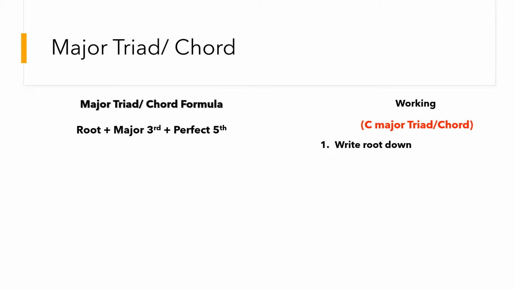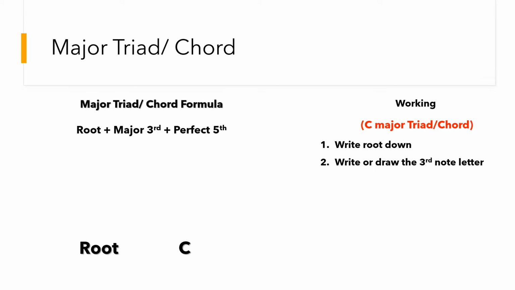So the first thing that you need to do, you could do this in your book, or you could watch me do it first and then you could do it. Remember that we're building C major triad or C major chord. It's the same thing. So the first thing you need to do is write down your root. So my root is C, the letter C, right?